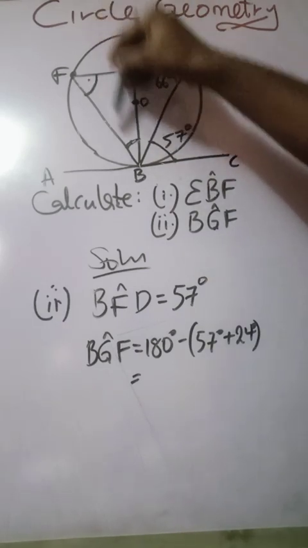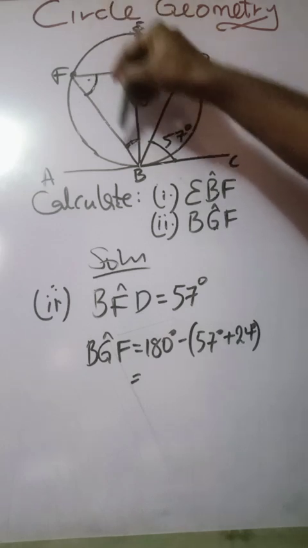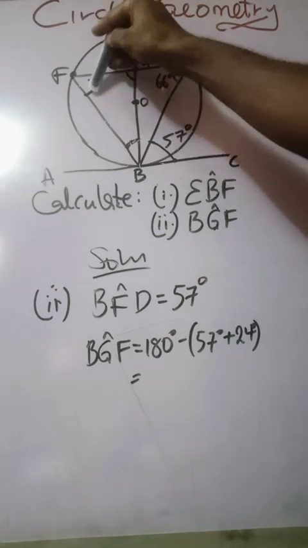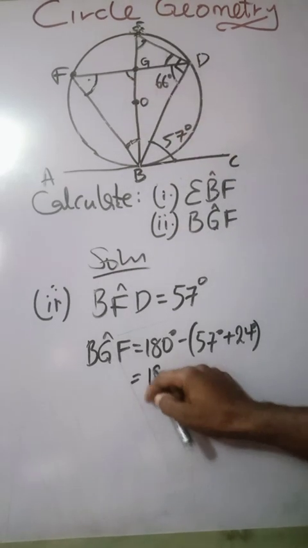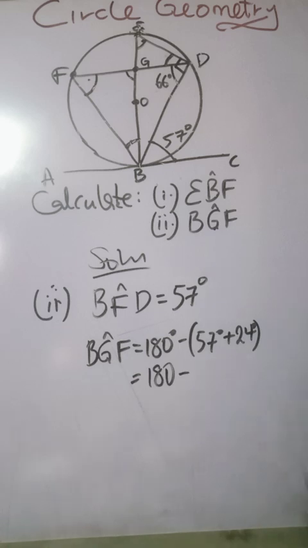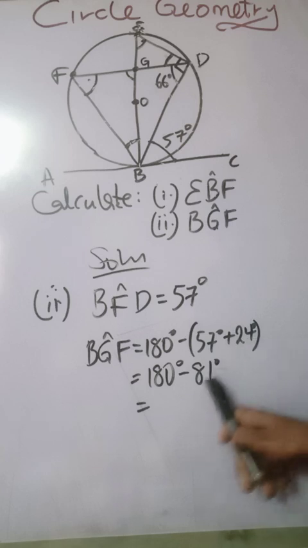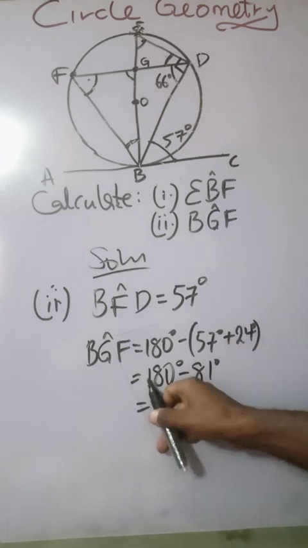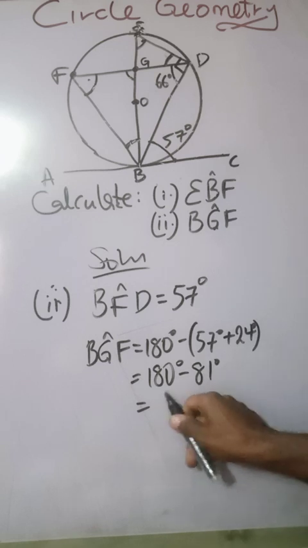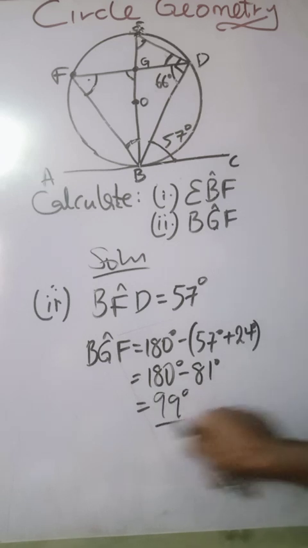You have a small triangle here. The sum of angles in a triangle is 180. So you have 180 minus, you have 57 plus 24 to be 81, and 180 minus 81 is 99 degrees.